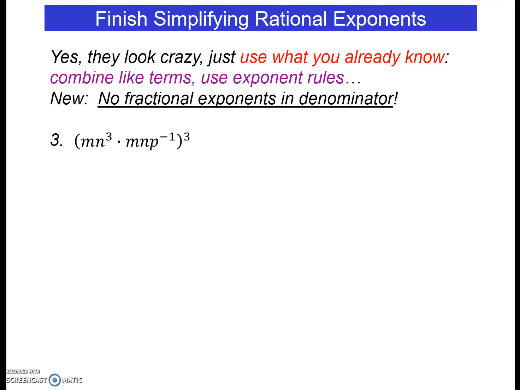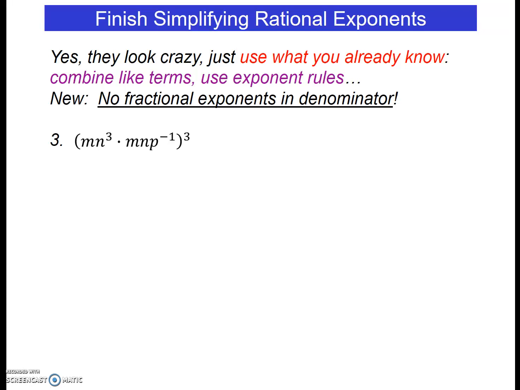The first two that we're going to go through might be pretty quick and simple. The last two that we're going to do have fractional exponents. And so we need to remember this new rule: we cannot have fractional exponents in the denominator. So in the end, no negatives and no fractional exponents in the denominator.